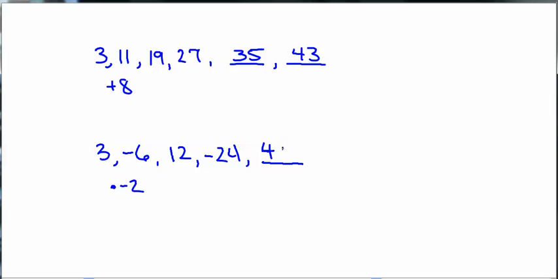Next term. Positive 42. Good. And then? Negative 1,152. Good. Negative 96. Just multiplying each time by negative 2, right?